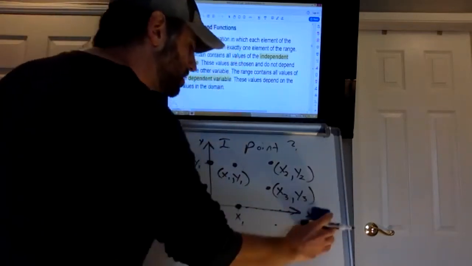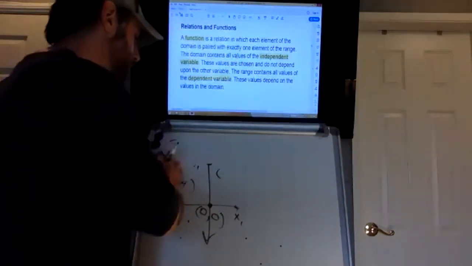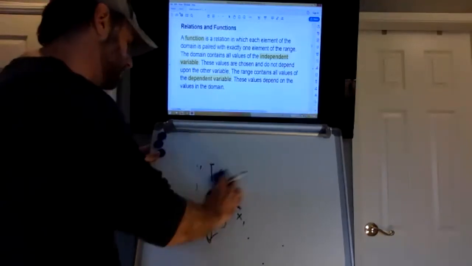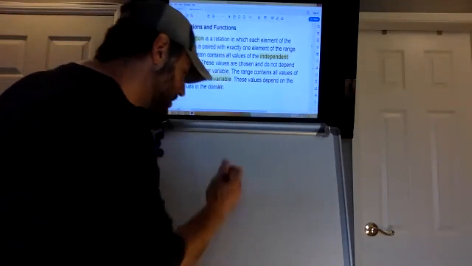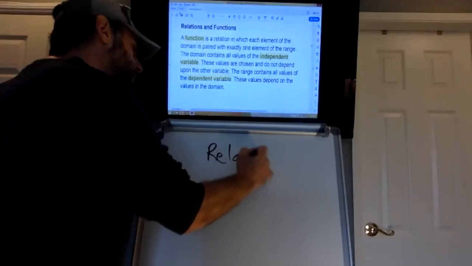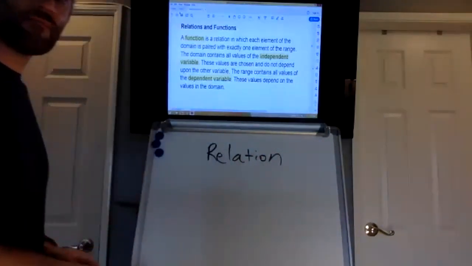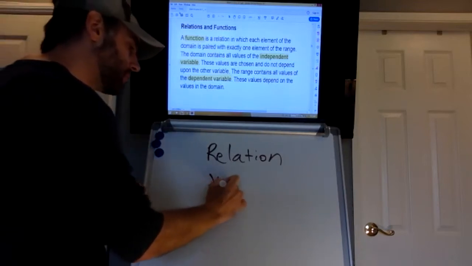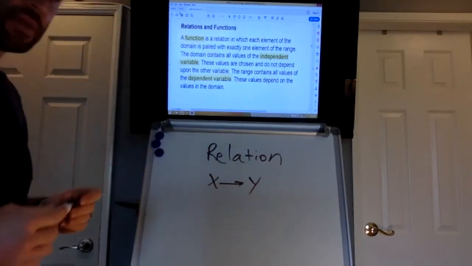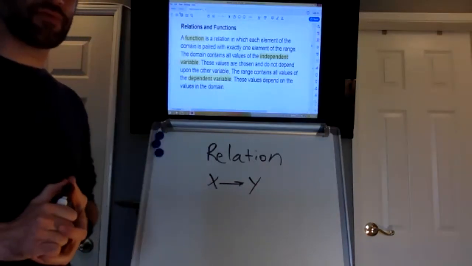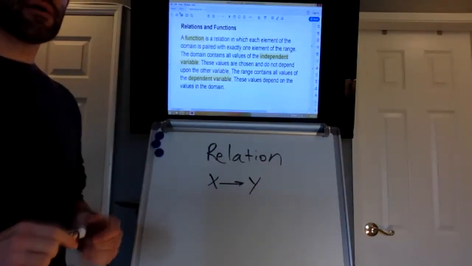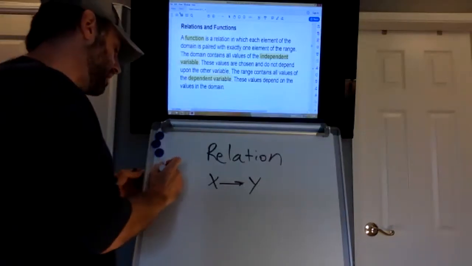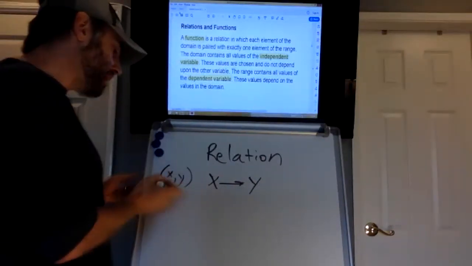So we say that a set of points is called this. A set of points is called, anybody know? What is a set of points called? Coordinates? A relation. A relation. Yeah, a relation is a set of points. Why? Because points relate x to y. It makes them have a relationship with each other. Every point on the plane is made up of an x and a y.